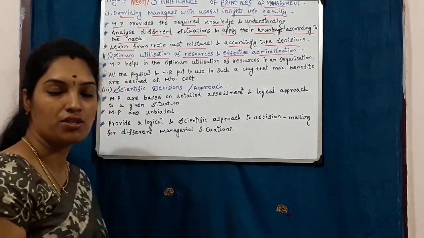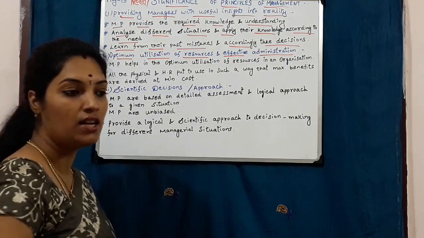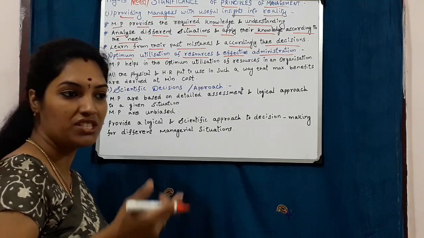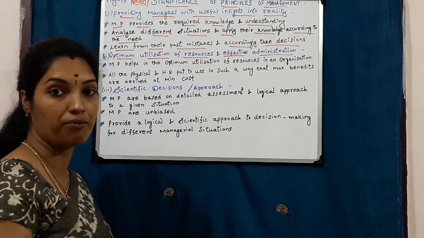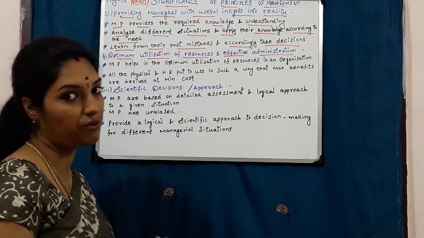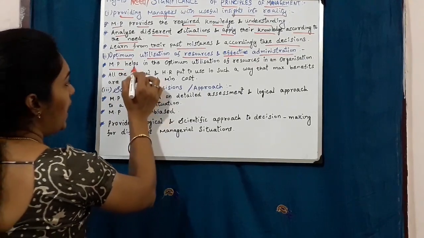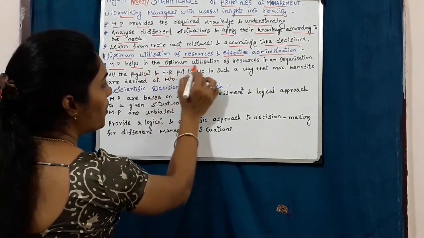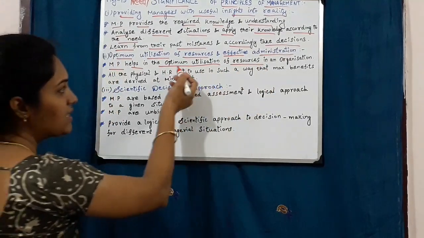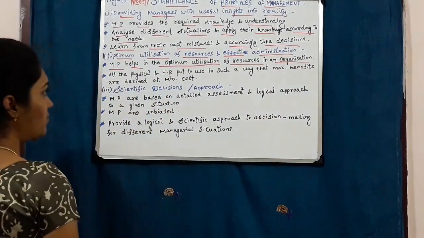Let's move on to the next heading: optimum utilization of resources and effective administration. What the managers have to do in an organization is utilize the physical resources and human resources present in the organization effectively, in order to attain the objective of the organization efficiently. Management principles help in the optimum utilization of resources. Optimum means best utilization of resources in an organization.